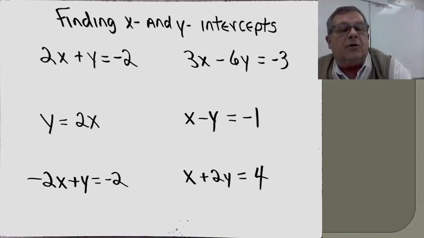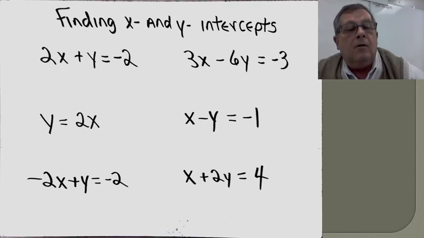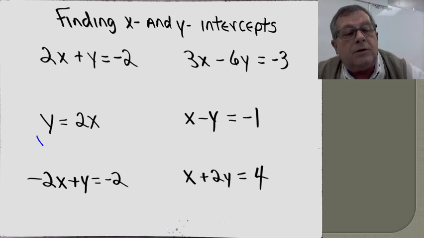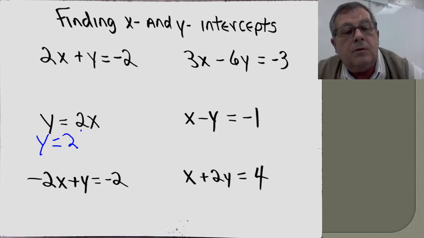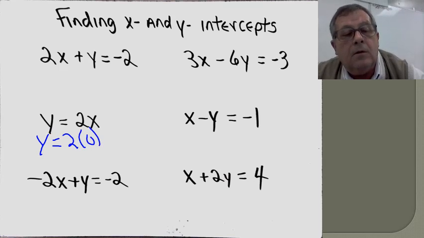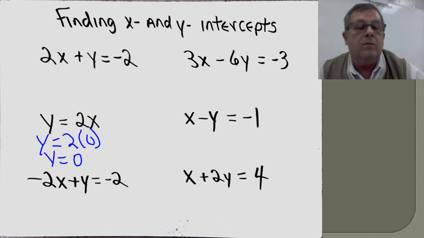Now, let's look at this third equation. I got y equals 2x. Okay, well, let's find the y-intercept here first. So I'm going to set x equal to 0. Well, y equals 2 times 0. Well, then y is just equal to 0.